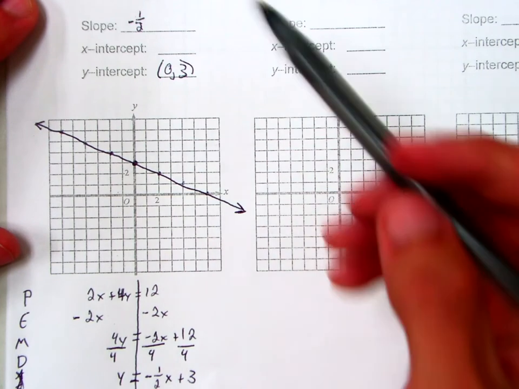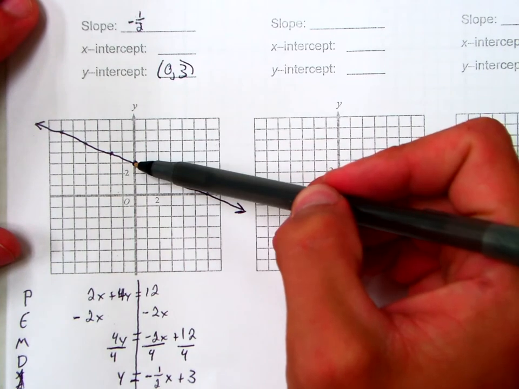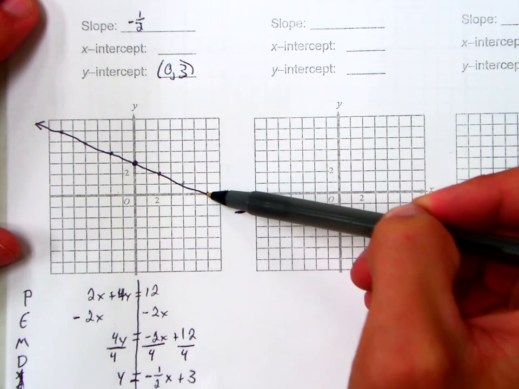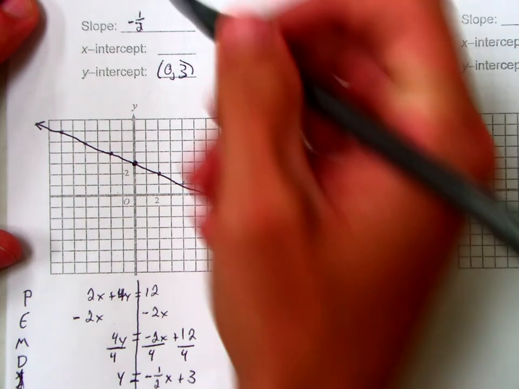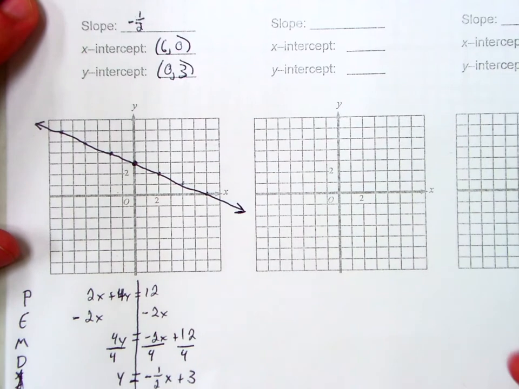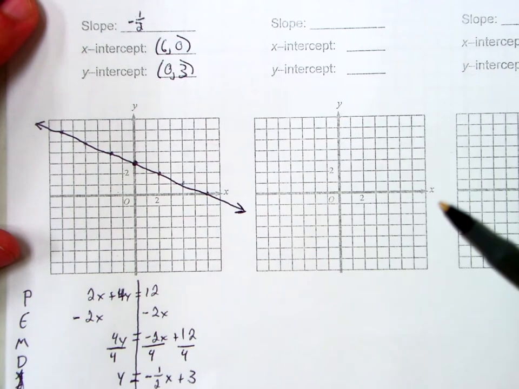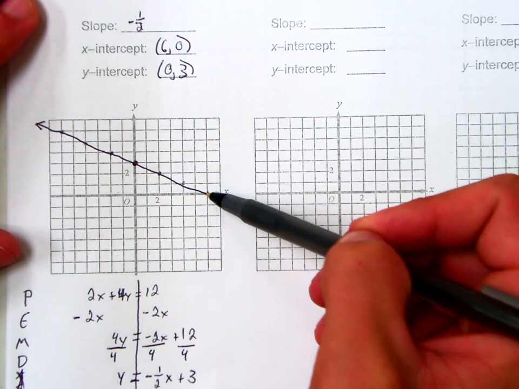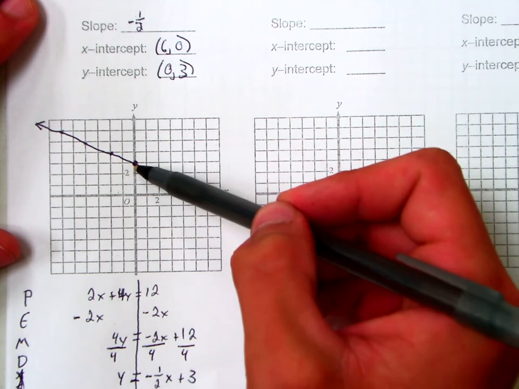So there's my y-intercept. It's at 3. My x-intercept looks like it's at 6. My slope is negative 1/2. X-intercept is where the line hits the x-axis. Y-intercept is where the line hits the y-axis.